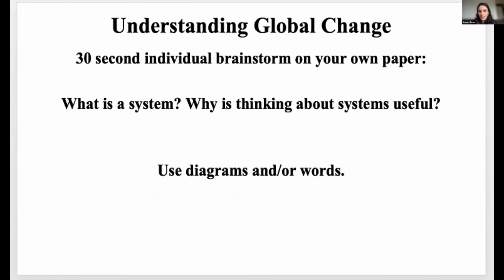So just to start us off, I want you to think for 30 seconds and maybe brainstorm on your own paper or on your computer: what is a system and why is thinking about systems useful? Because this word system shows up in both the NGSS science and engineering practices, as well as the cross-cutting concepts. So feel free to use diagrams or words or whatever is best for you to express those ideas. Just give it a few more seconds. So what is a system and why is thinking about systems useful?